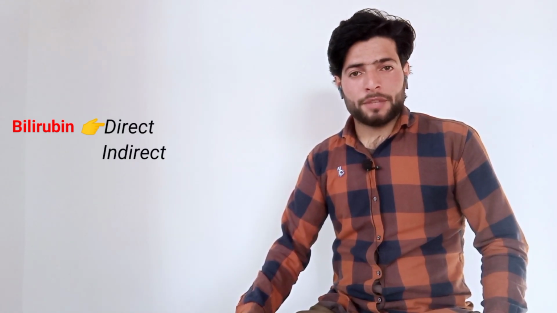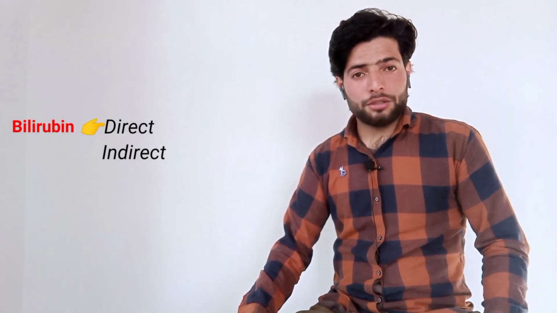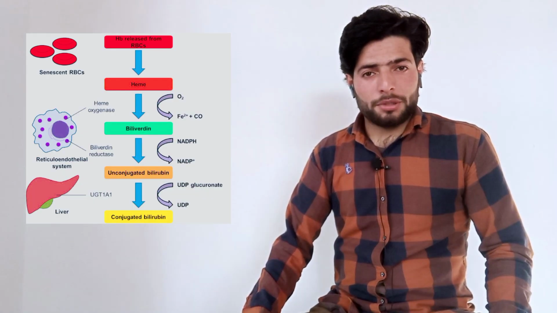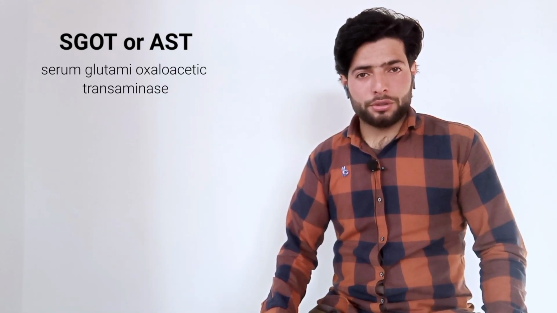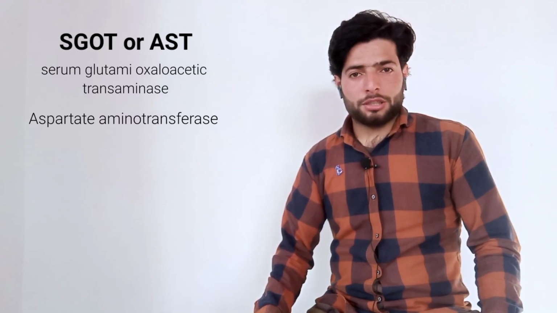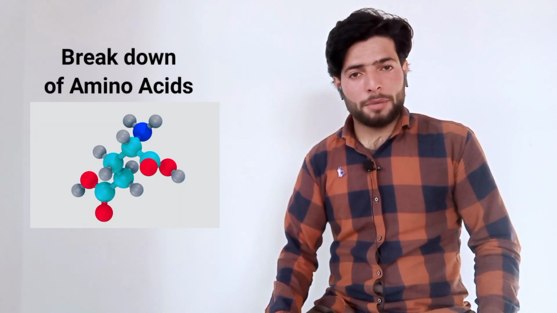First one is bilirubin. Bilirubin has its own two types, direct and indirect. Direct is also named conjugated bilirubin, and indirect is also named unconjugated bilirubin. Bilirubin is a waste product which is created when red blood cells break down. Second one is SGOT or AST. SGOT stands for serum glutamic oxaloacetic transaminase and AST stands for aspartate aminotransferase. SGOT is an enzyme which helps in the breakdown of amino acids.